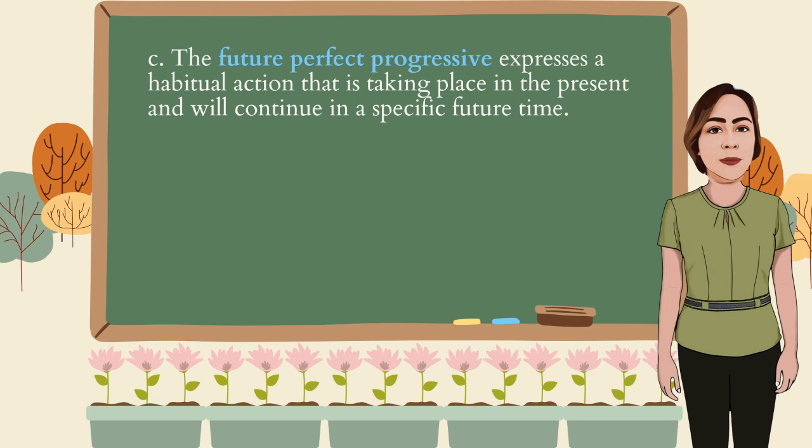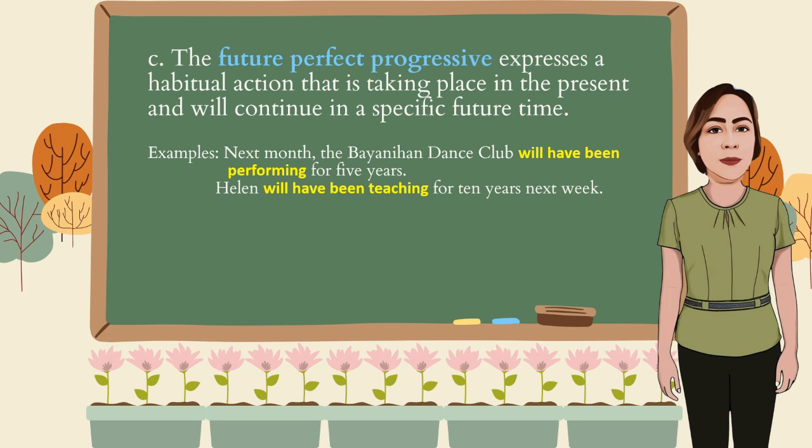Letter C is the future perfect progressive. The future perfect progressive expresses a habitual action that is taking place in the present and will continue in a specific future time. Examples: Next month, the Bayanihan Dance Club will have been performing for 5 years. Helen will have been teaching for 10 years next week. Remember, use will plus have plus been plus ing form of the verb.